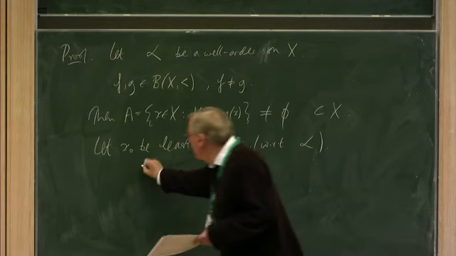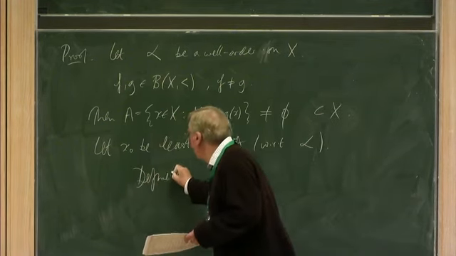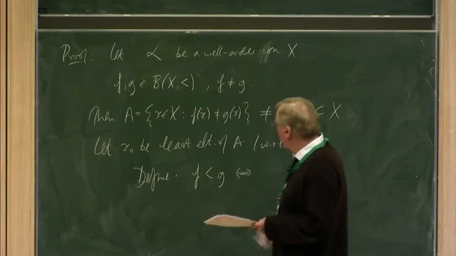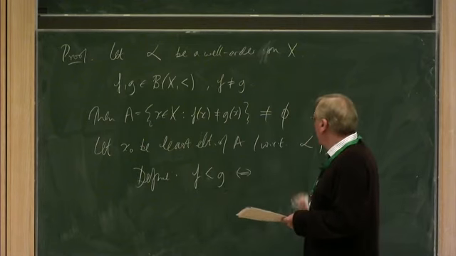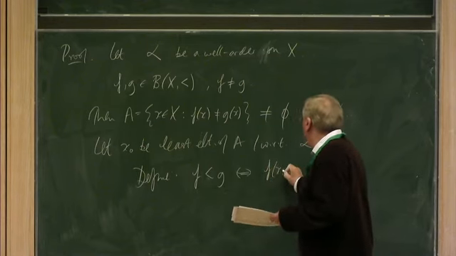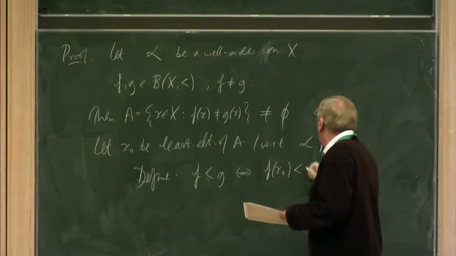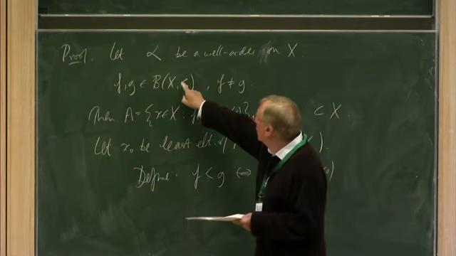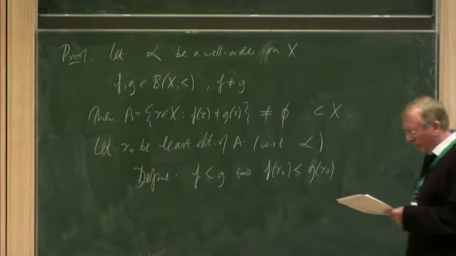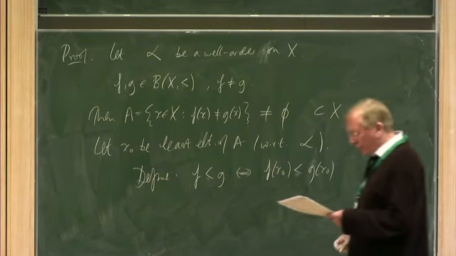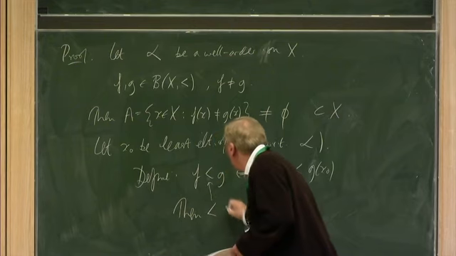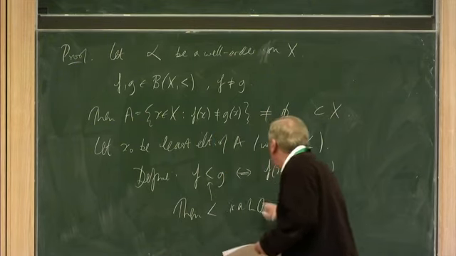And then you declare that F is less than G if and only if F of X0 is less than G of X0. This is the strict total order on the group. And then your exercise is to prove that this is a left order on the group.